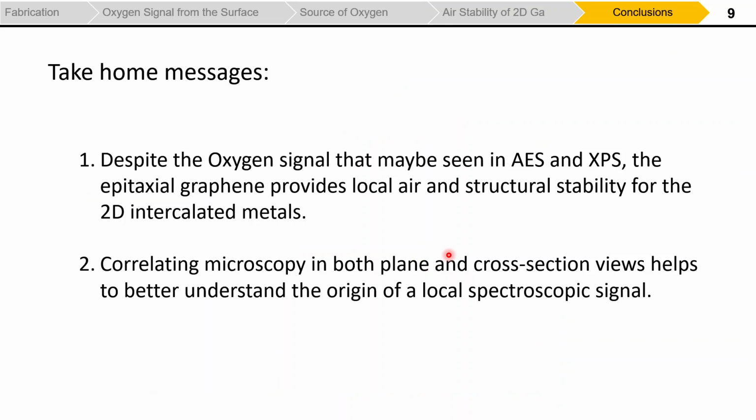So to conclude, I will just give the take-home messages. Despite the oxygen signals that we see in XPS and Auger electron spectroscopy mapping, we could reveal that the 2D metals are air stable due to the epitaxial graphene, throughout this correlative microscopy we applied. And we find that correlative microscopy is very useful when we apply it in plan view and cross-section view to better understand the origin of this local spectroscopic signal.